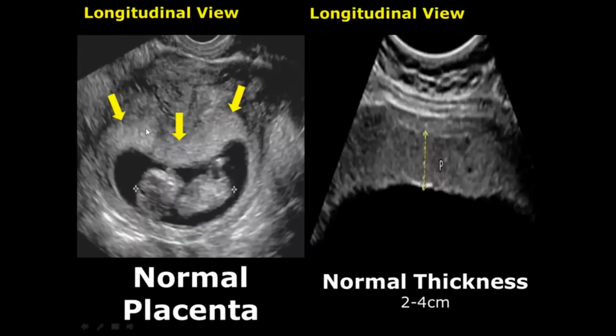The placenta is an organ that supplies blood to the fetus. It starts forming around 11 weeks of gestational age and it is well visualized by the end of the first trimester, that is 13 weeks, appearing as an echogenic structure. The normal thickness is between 2 to 4 centimeters.